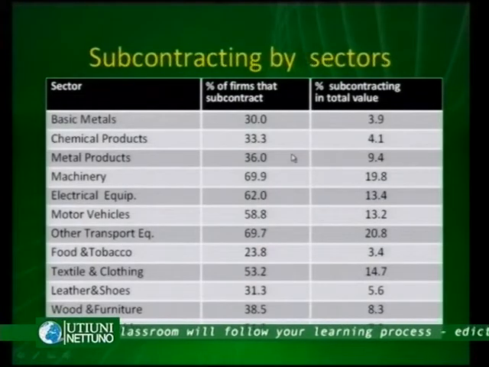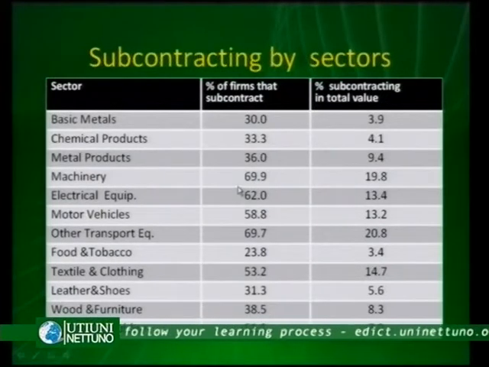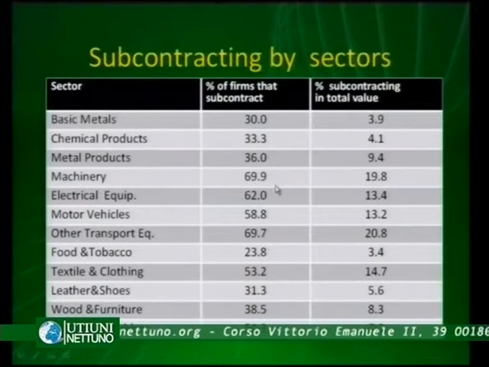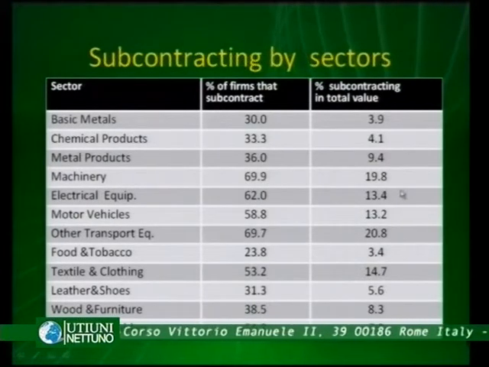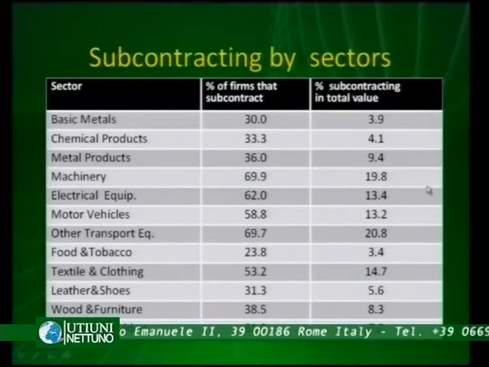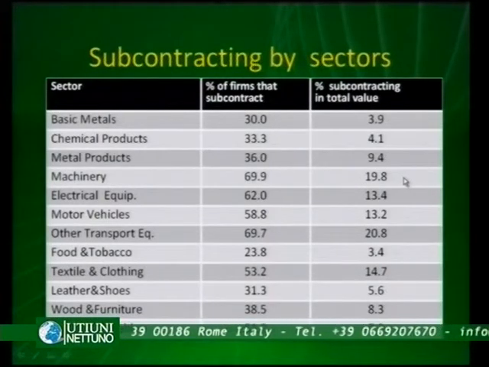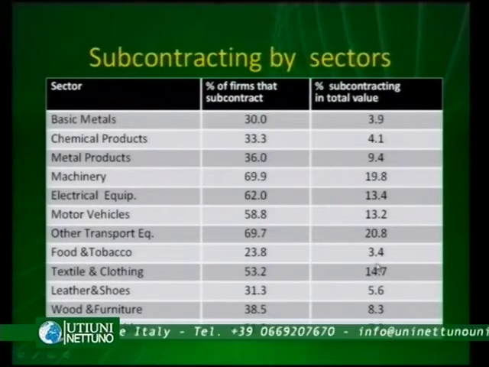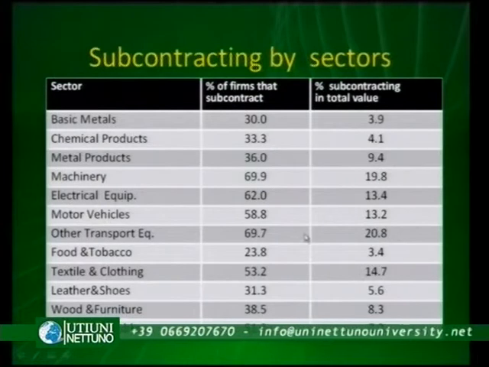So a few figures from our own experience in the SPX. So machinery, 69% of firms in the machinery sector indicated that they are doing subcontracting. And also in terms of value, it's nearly 20% of the value accrues to this sector. This is also followed by other transport equipment, 69% of the firms, and approximately 20% of the subcontracting value. But of course, the other sectors are also important. Motor vehicles, metal products, textile, some of those that I've mentioned before.